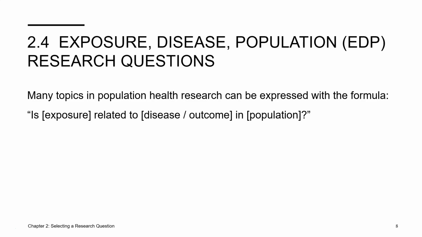So looking at race and ethnicity: is someone's race and ethnicity related to their cognitive health among older adults in the United States? Is whether or not someone receives a preventive screening related to prevention or diagnosis of a disease in a certain population? So your exposure is what you're looking at as your independent variable, to see if it influences an outcome or disease in a certain population.